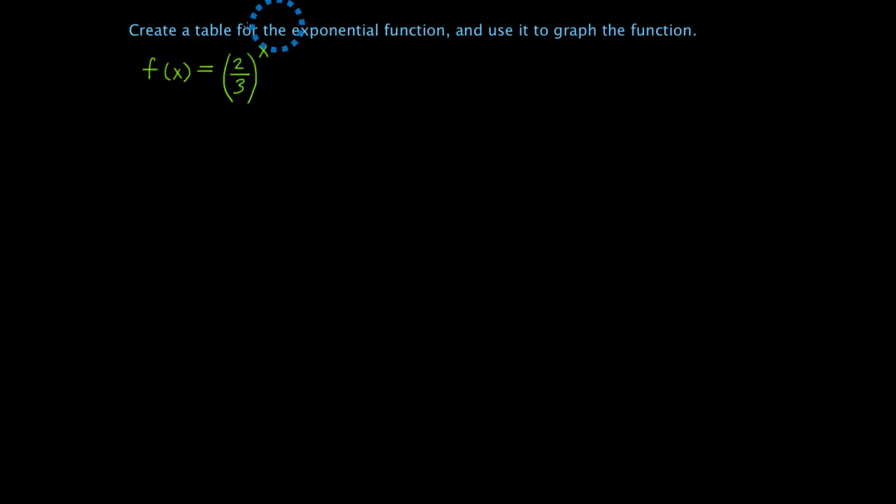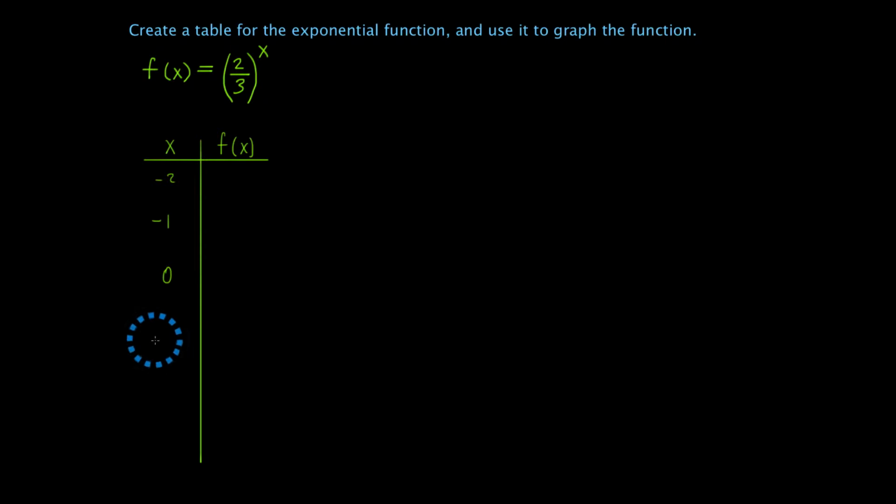All right, so this next problem, we're doing the same thing. We're creating a table for the exponential function, and we're going to graph that function. So I'll just create my table for now, and I have x and f of x. And I'm going to keep this one simple. I'm going to say, what if we have x is -2, x is -1, x is 0, x is +1, and +2 here. Okay, so what if we have these values for x? Let's go ahead and substitute these values into the function above.